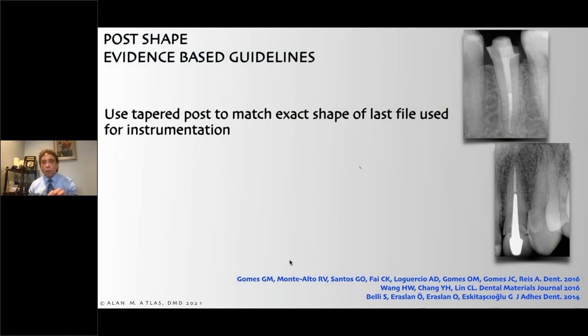If you're using a parallel post, it's not matching the anatomy of the canal, putting more stress on the cement, and if the post loosens up, it's going to create a lot more stress to the root structure. So we want to use a post to match the exact shape of the last file used for instrumentation. Makes sense. And we're going to take that even a step further as we go along.